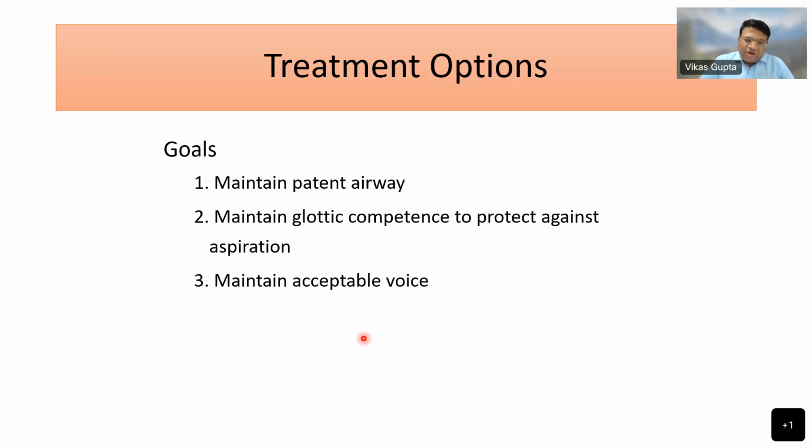So the primary goal is that there should be a patent airway. Along with that, we want the airway to be protected. The airway protection mechanism should work fine, and the patient's vocal cords should be functioning fine. So this is the treatment goal for these patients.